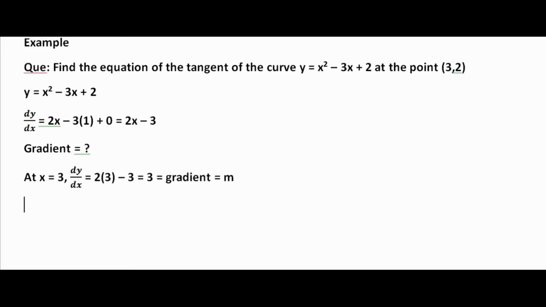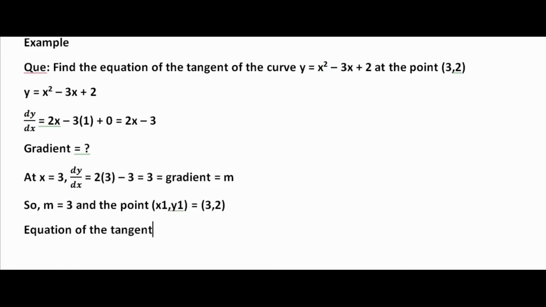Okay, now we have all the required terms for the equation of the tangent, which has gradient 3 and the point of contact (x1, y1) is (3, 2). It's already mentioned in the question. Hence the equation of tangent is y minus y1 is equal to m of x minus x1. Remember the formula.